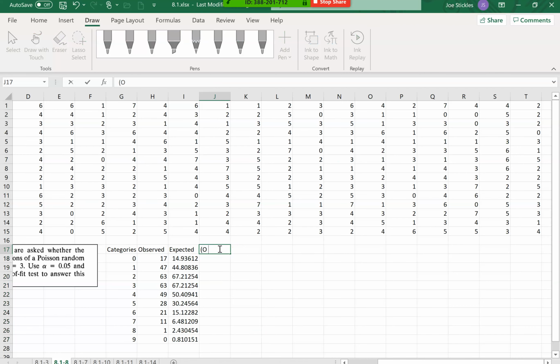Now I do each of the individual pieces: observed minus expected, squared, divided by expected. And then pull this down.